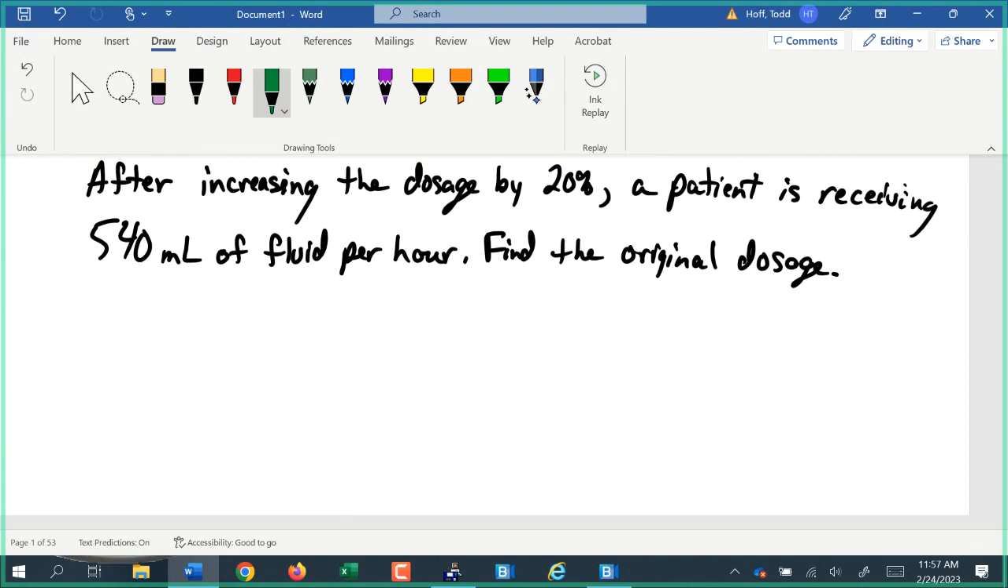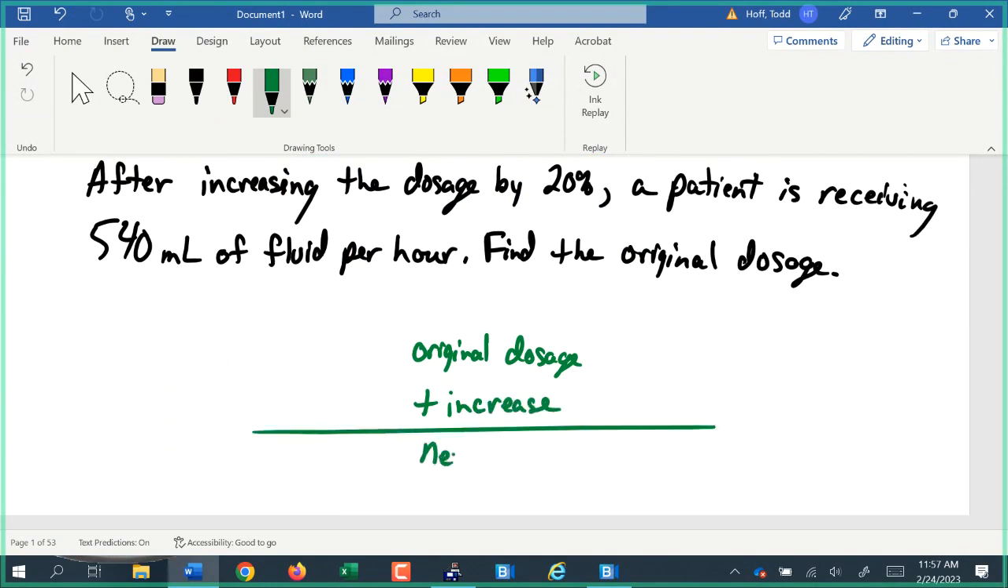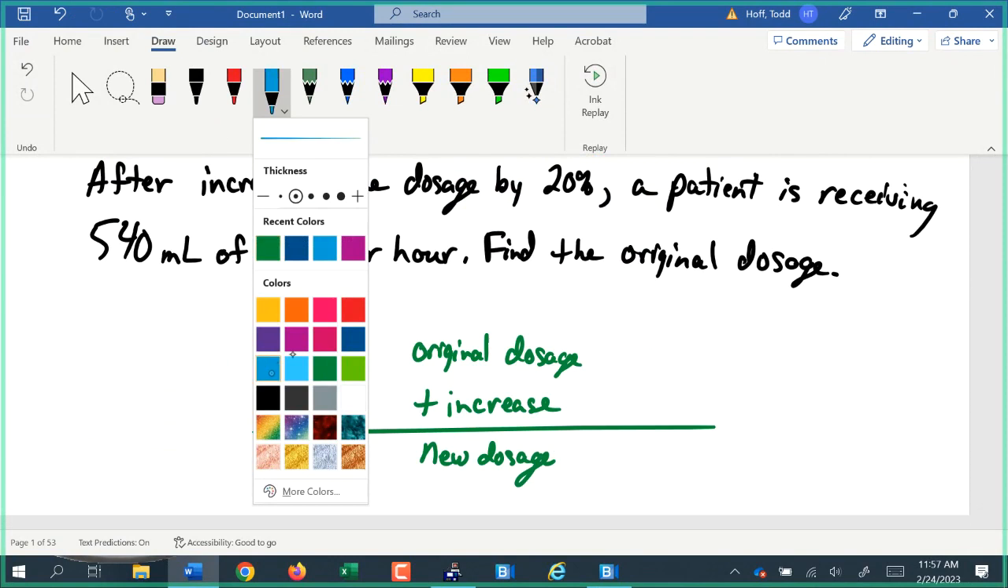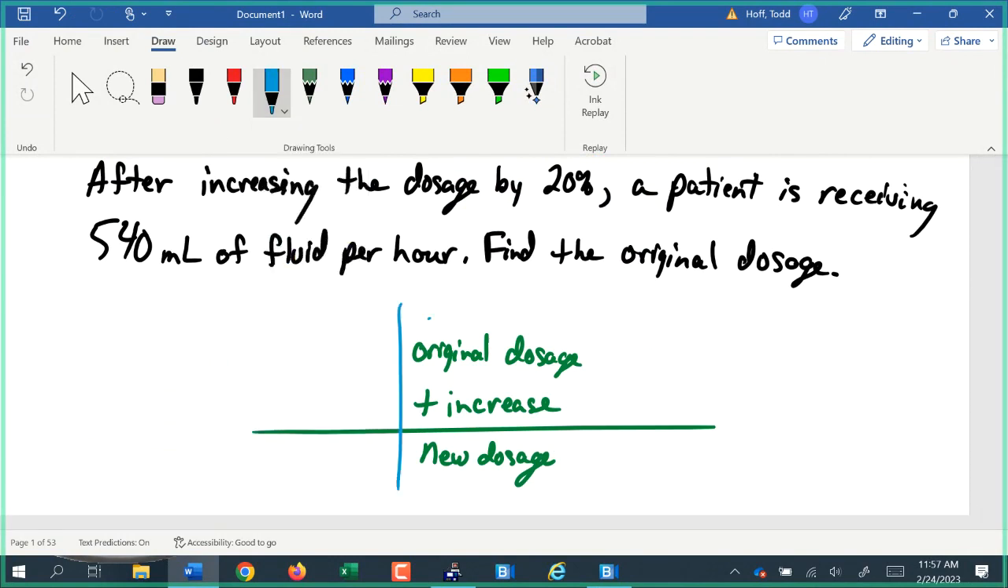after the increase. So I'm going to do a little table here where we have an original dosage. And to that, we add an increase, and we get a new dosage. Now, in a percent situation, each of these items is actually described by two numbers. One of them is a percent, and the other in this case is milliliters.